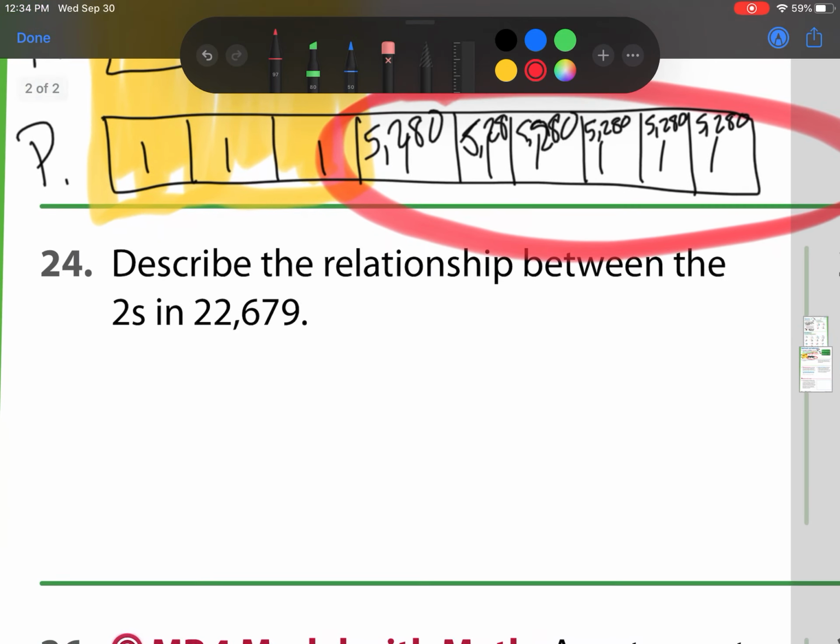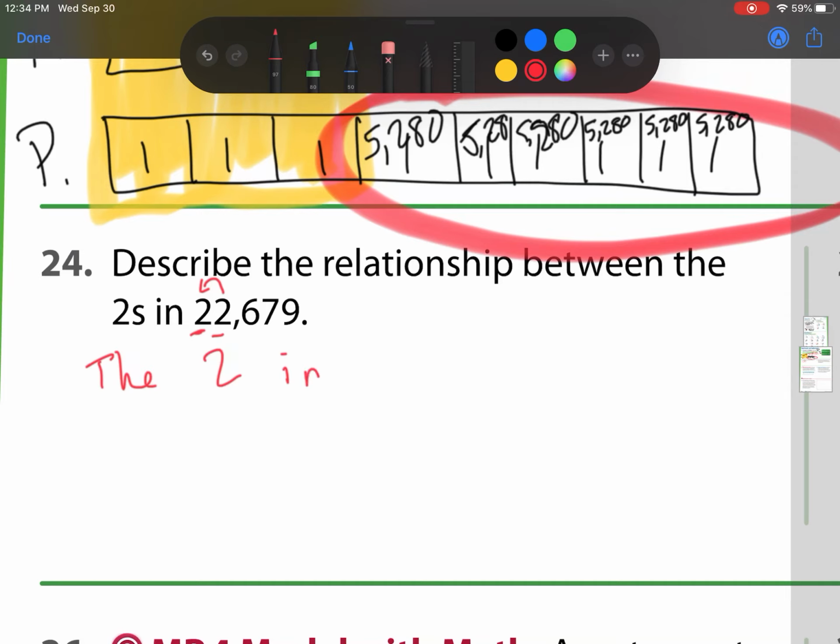Now off to number 24. Describe the relationship between the 2's in 22,679. So how are those 2's related? Well, I know one's bigger than the other. And I know when I go from one place value to the next, it's 10 times as much. So I'm going to put that in. It's going to be 10 times as much.